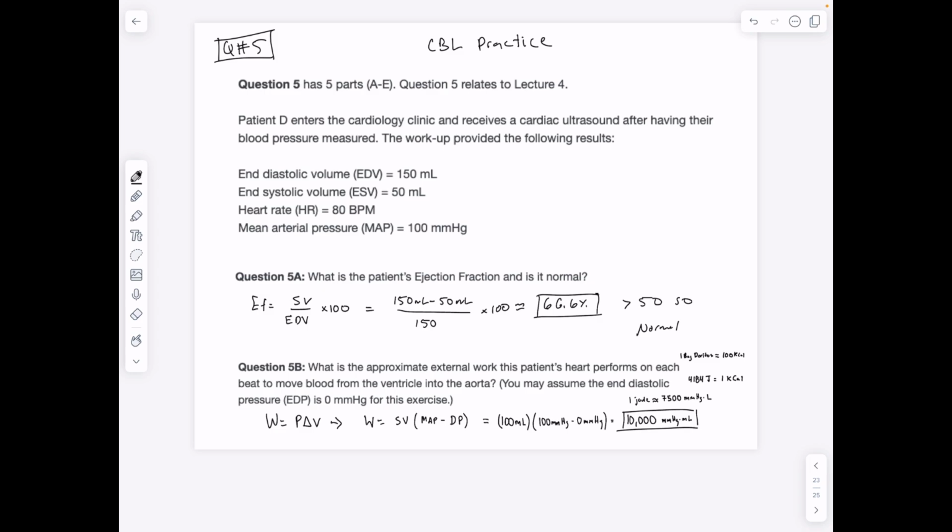So how much we outputted over how much was in the ventricle at the end of diastole, aka before systole, aka before contraction. So we started with this, we ended with this. So our stroke volume is those two subtracted from each other, and then our ejection fraction is that stroke volume divided by what we started with times 100. We get 67% overall, which is greater than 50, so it's normal.